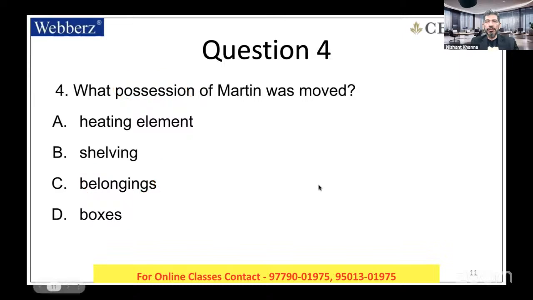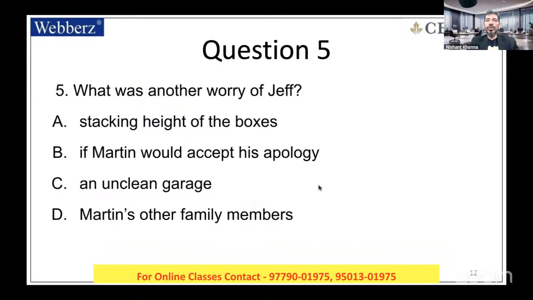Question number 5. What was another worry of Jeff? So Jeff said that on the other side of the car, the other door, not the driver's door, but the other door could not open. And how would the person get out? Some of the family members of Martin must be sitting there. So the answer is D.